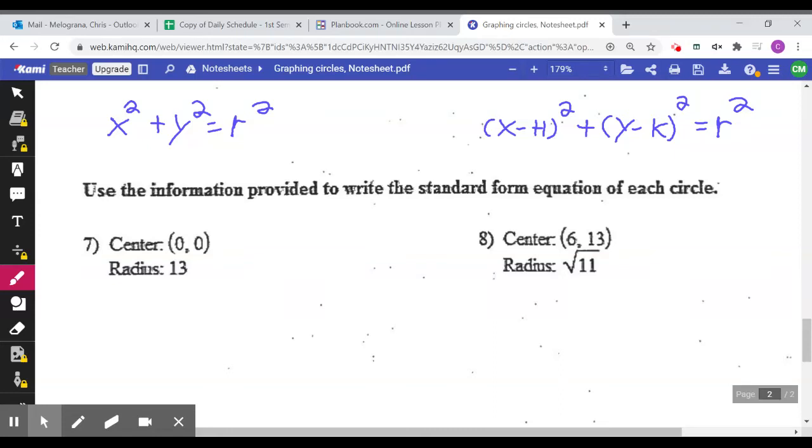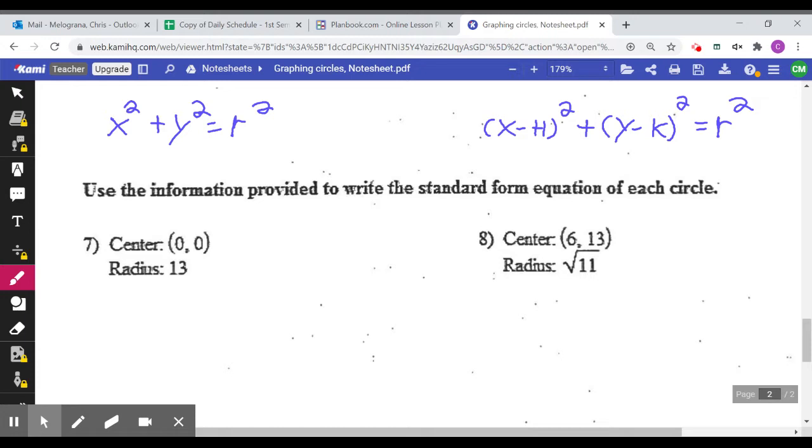All right, guys, for this last video on circles, this is where we're going to do the opposite, where we're going to come up with the equation in standard form for the circle. We're not going to graph it at all. So if you look, they're the last four problems in the note, 7, 8, 9, and 10. Saying use the information provided to write the standard form equation of each circle.